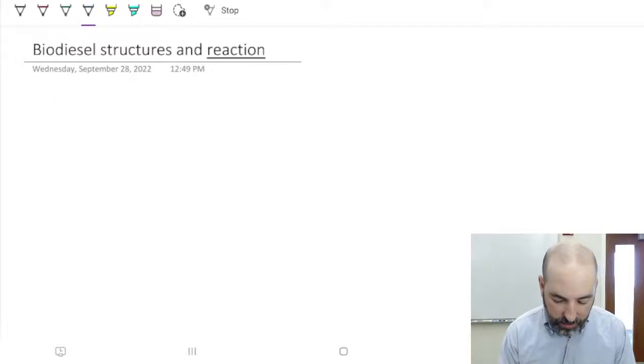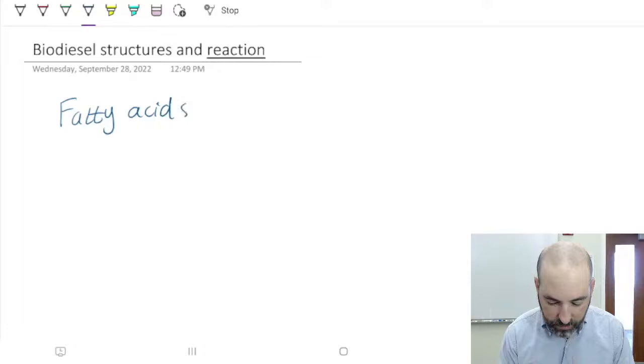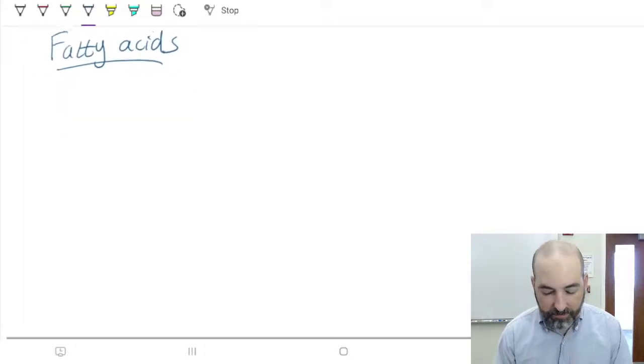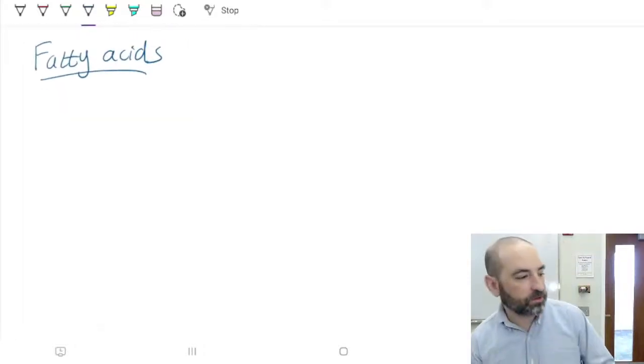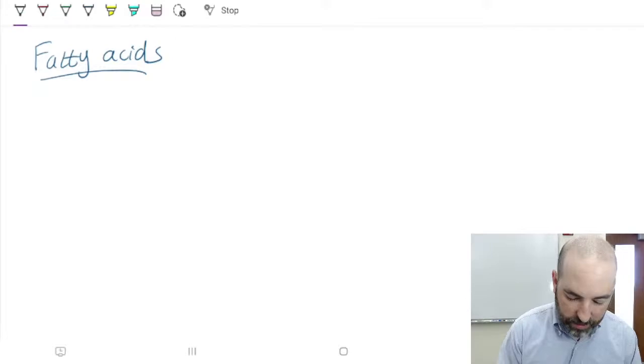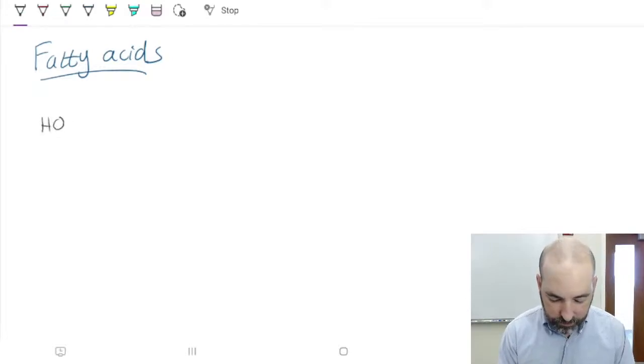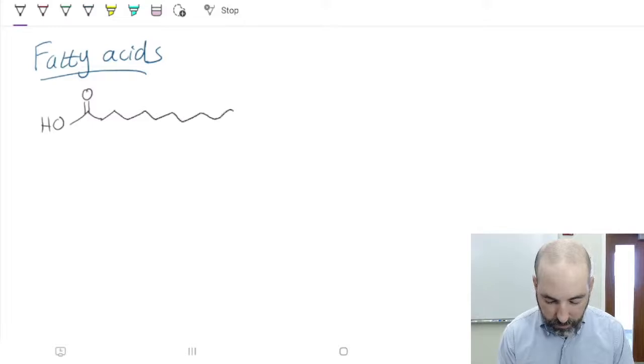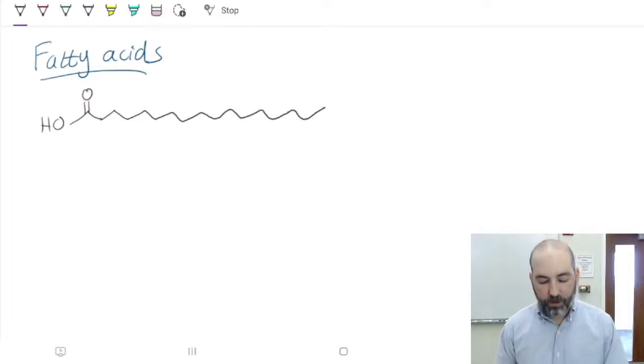So the first one is fatty acids. Fatty acids are biomolecules that have some particular properties. I'm going to draw one here, and then we'll talk about them. All right, so here's an example of a fatty acid.